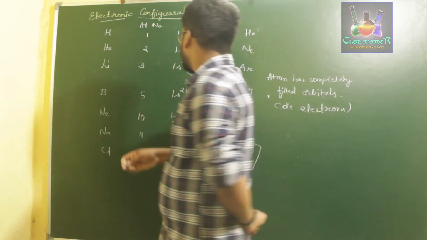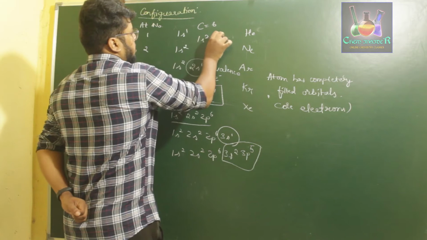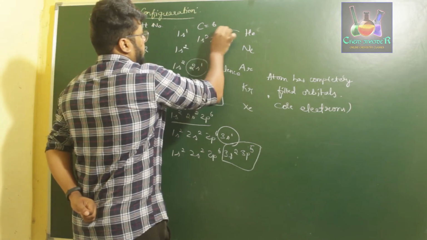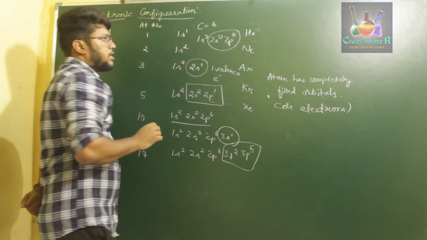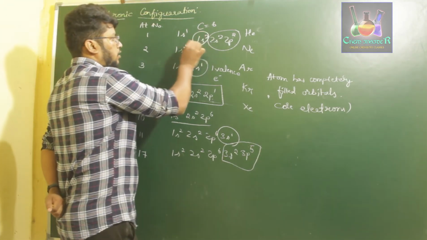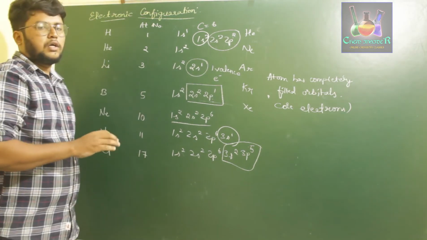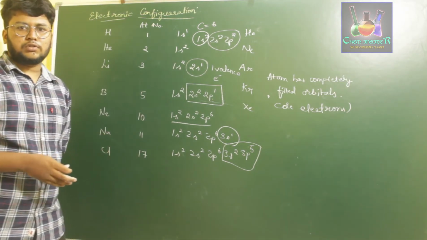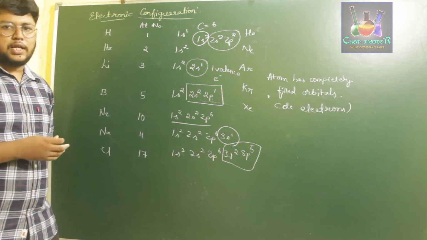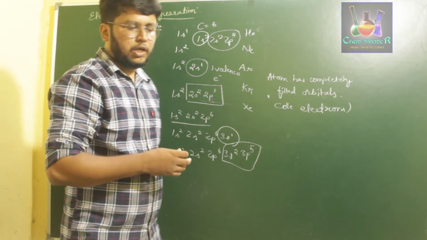That is, carbon with atomic number 6 has 1s2, 2s2, 2p2 configuration. So the number of valence electrons in carbon is 4. Those electrons which are in completely filled orbitals are called core electrons, and those electrons which are in unfilled orbitals are called valence electrons. So this is about valence electrons and core electrons.